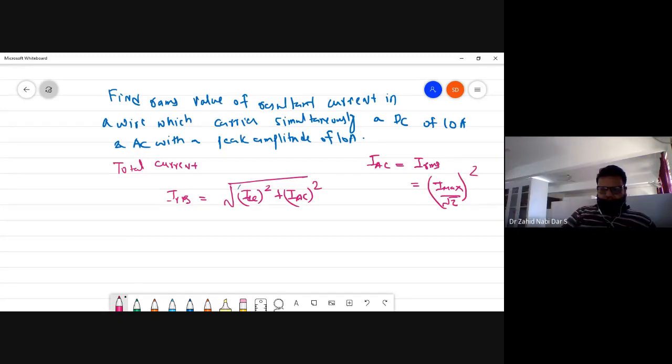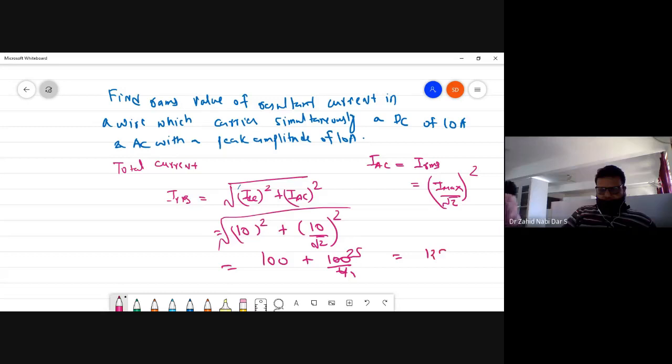So IRMS value would be I max by root 2, whole squared. Here we have 10 as the DC, so 10 squared, plus 10 by root 2 whole squared. Then this becomes 100 plus 100 by 2. So this becomes 125.